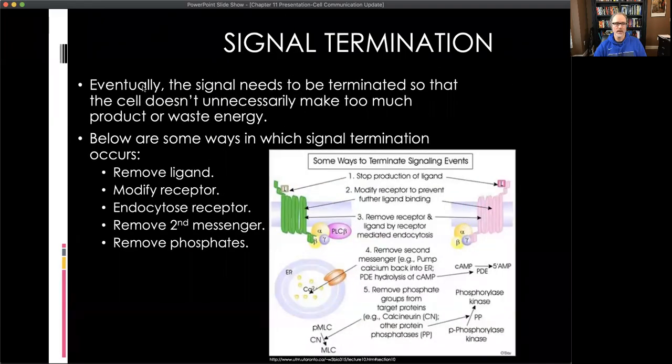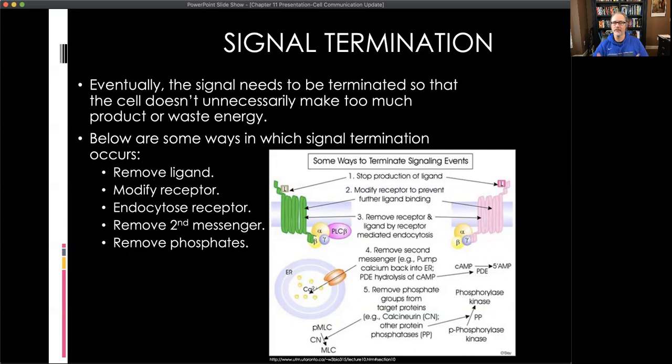So when you look at this, some of the ways in which we can have this signal termination is we can either remove the ligand. Okay, so somehow it can get removed from the receptor molecule, or we can modify that receptor in a way so that it no longer accepts the signaling molecule, or we can bring the receptor in through endocytosis. We can just bring it into the cell and that will shut down the response because there's nothing there now to receive that signal. Some of the things inside the cell can remove the second messengers. We can pump the calcium ions out or back into the sarcoplasmic reticulum in the case of the muscles and things like that. Or we can have these phosphatases that are going to remove phosphates.